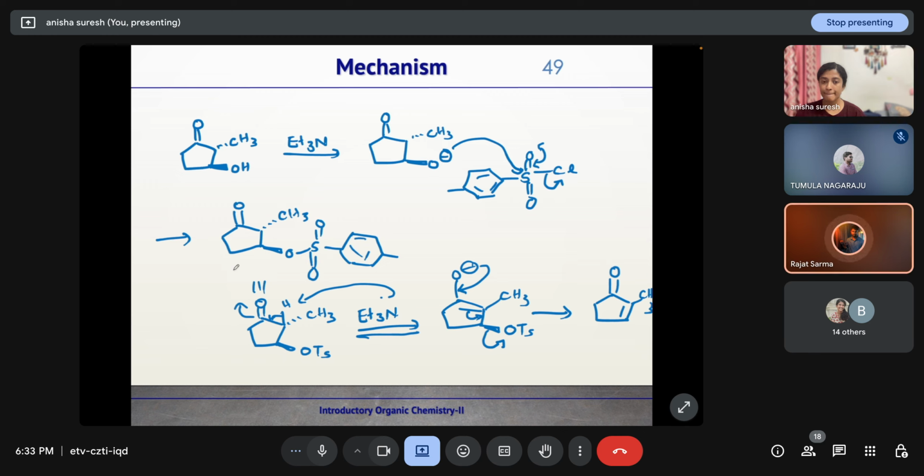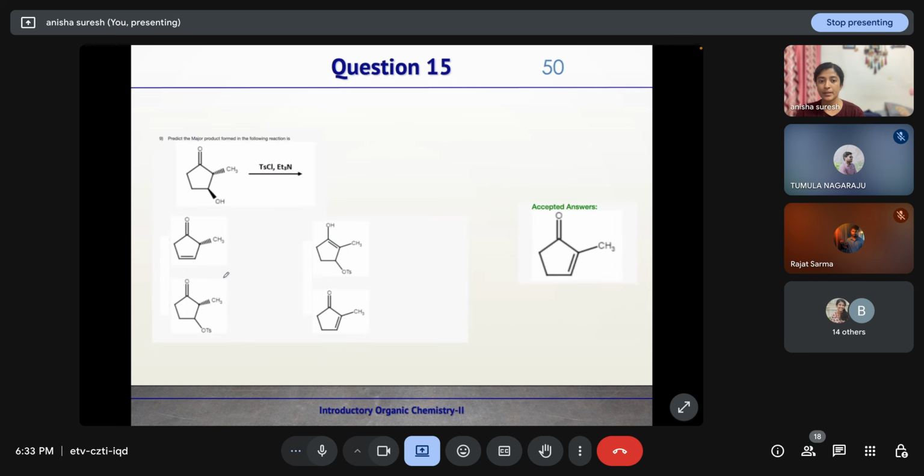Ma'am, one more thing: attack is favored on the substituted position where there is a carbonyl, so it can undergo keto-enol tautomerism. In this way, the attack will be facilitated such that the double bond is formed in such a way that the OTs is removed. Yes, yes. Okay, ma'am. So option D is the right answer in this case.